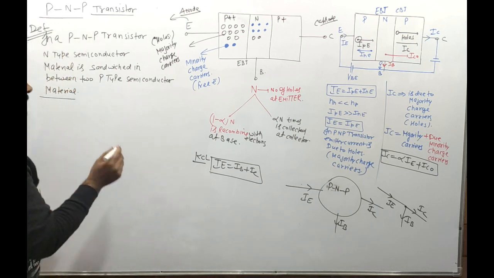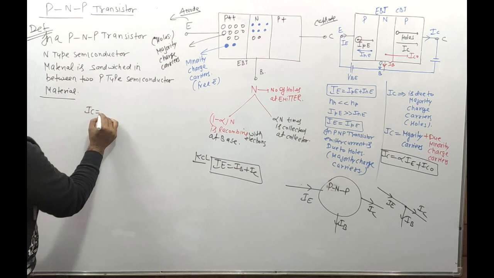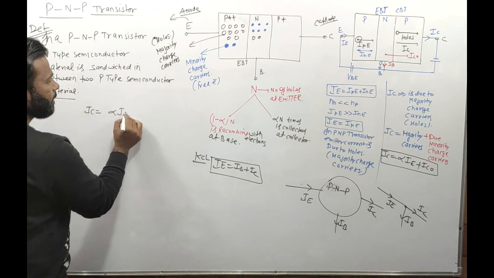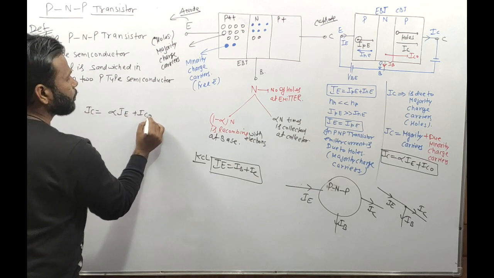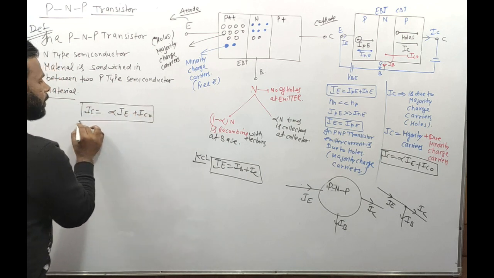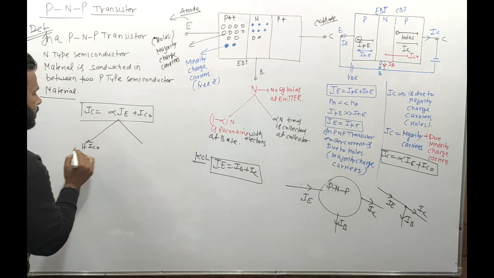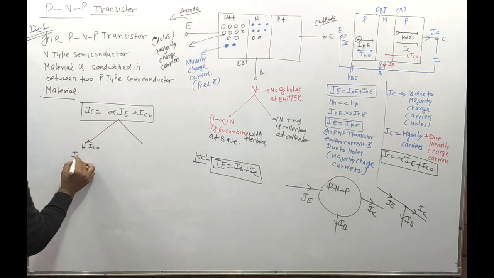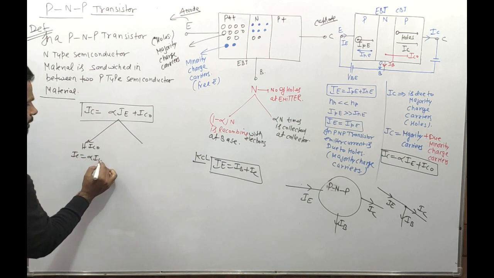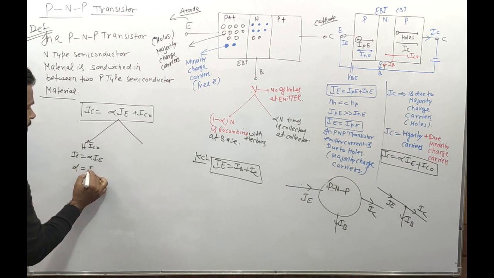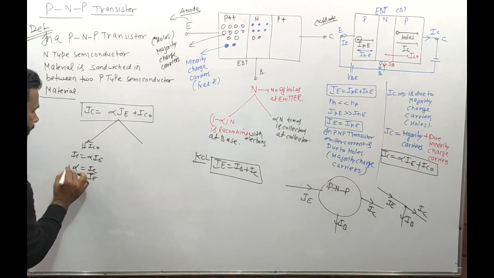Since IC is equal to alpha times IE plus ICBO. Now there are two cases. If ICBO is 0, then IC equals alpha times IE. Then alpha is IC upon IE. That is called current gain.